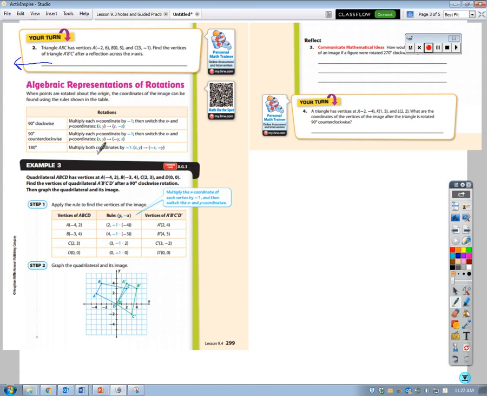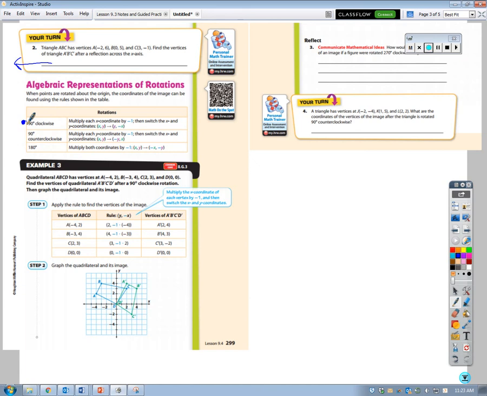No switching. So they give us an example here, and it's telling us quadrilateral ABCD has vertices at A of -4 and 2, B of -3 and 4, and C of 2 and 3, and D of 0, 0. Find the vertices of quadrilateral A prime, B prime, C prime, D prime after a 90 degrees clockwise rotation. So that would be this rule right here, 90 degrees clockwise rotation. And then graph the quadrilateral and its image.